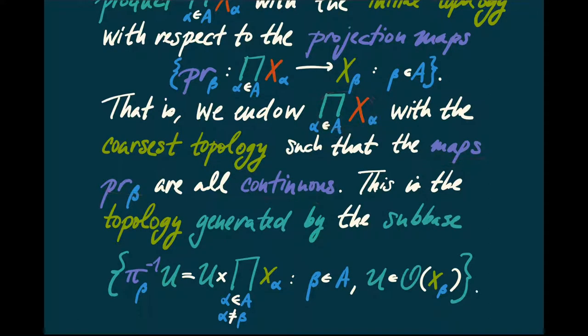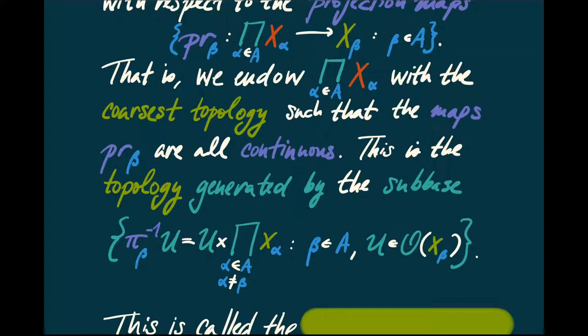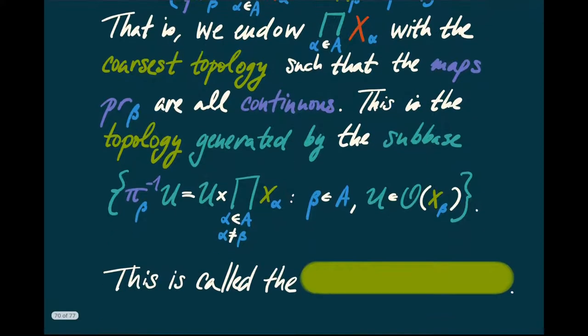When we defined the initial topology, remember that we had a way to construct it using a subbase. That subbase is taken by taking the inverse images under all of our maps of all of our open subsets. So what are all the inverse images of the open subsets of X beta under the projection maps? Well, they're exactly the product of all of the X alphas except for alpha equal to beta, and then U is replacing what you get in the betath component. This is a subset of the product of all of the X alphas. And if you take all of these for all the different open subsets of all the different X betas, then you get a subbase for the topology. This topology on the product is conveniently called the product topology.